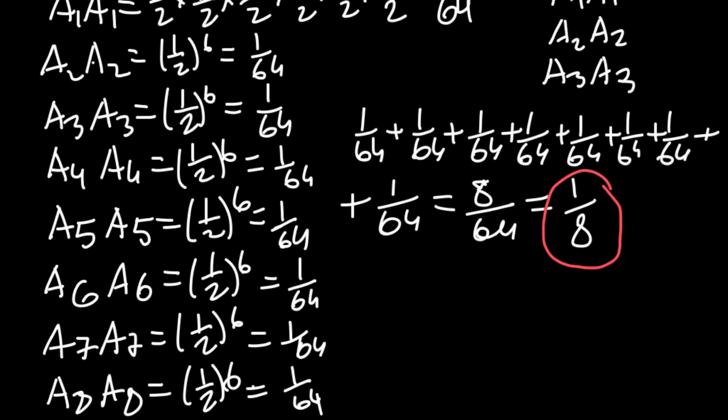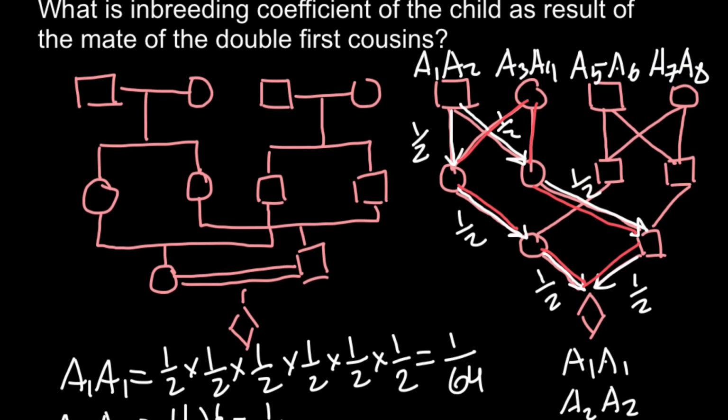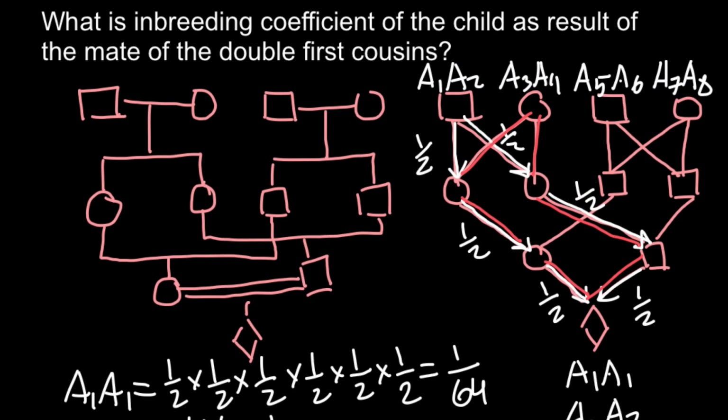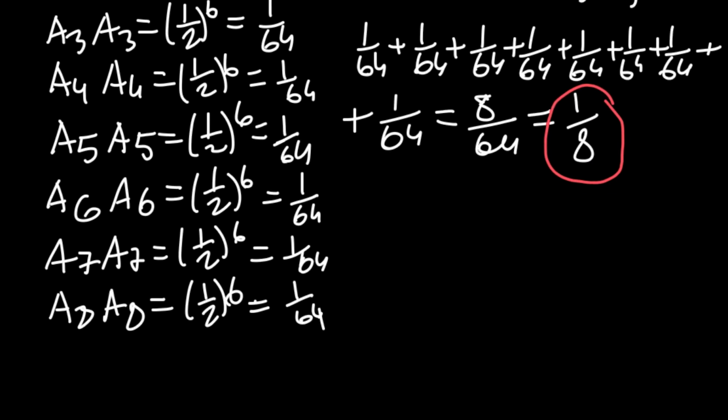This is going to be the inbreeding coefficient for this child, or the probability for this child to be homozygous for any of these alleles. So the inbreeding coefficient would be 1/8. But do not misunderstand this: the probability for him to be homozygous would be equal to 1/8. This is not the probability for him to be inbred. He would be inbred. But what 1/8 means, let me show you with another example.